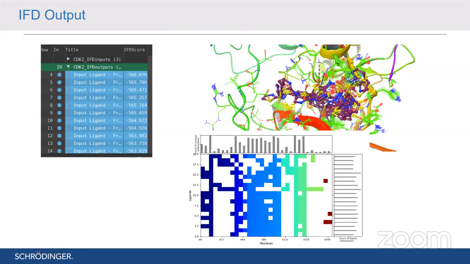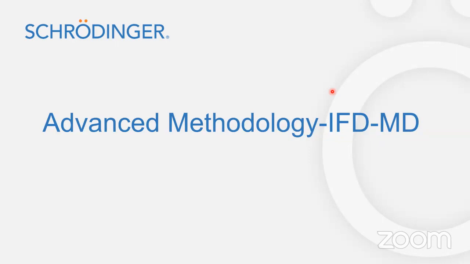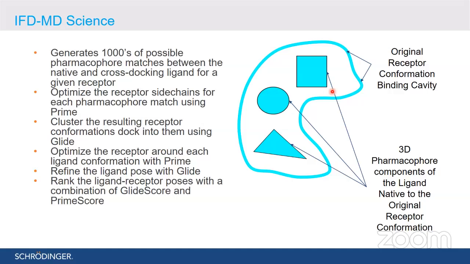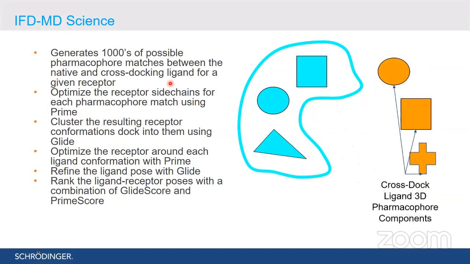And very recently, we have an advanced methodology. This is just for knowledge, and it is majorly used in commercial environments. The advanced method is IFD-MD. In IFD-MD, the original receptor conformation of the binding pocket and the 3D component of the native ligand are taken into consideration. It will generate thousands of possible pharmacophoric matches between the native and cross-docking of the receptor, and then optimize the receptor side chains for each receptor match using Prime, then cluster the resulting receptor conformations and dock with Glide.